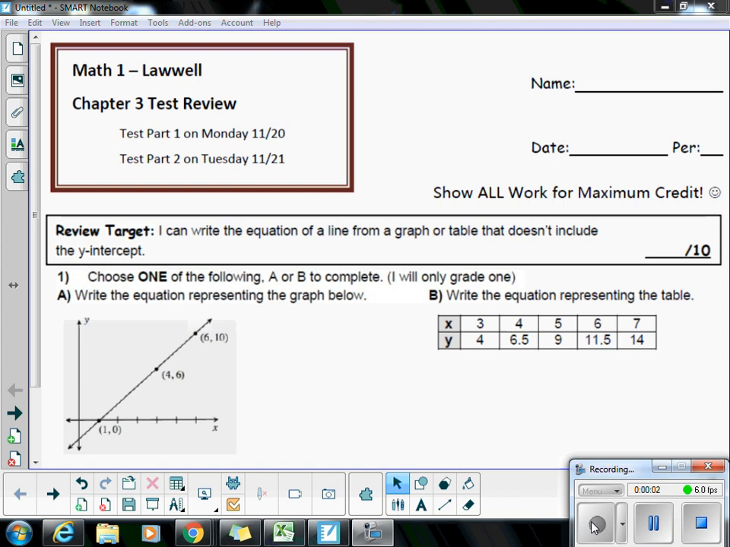So we will be doing the Chapter 3 test review for Math 1. Just use this if you need help with any of the problems that will be on your test. So the first problem is number 1.